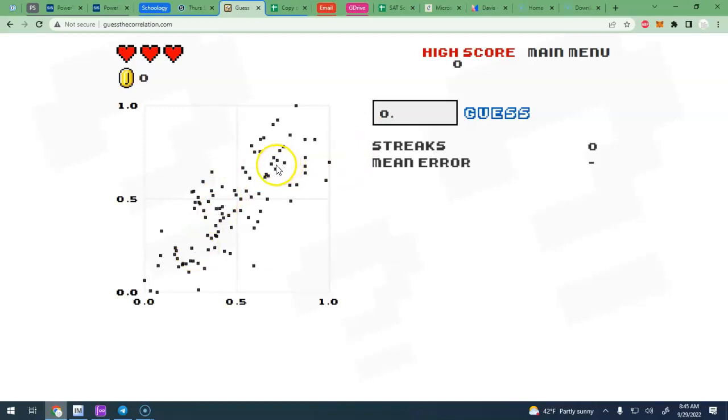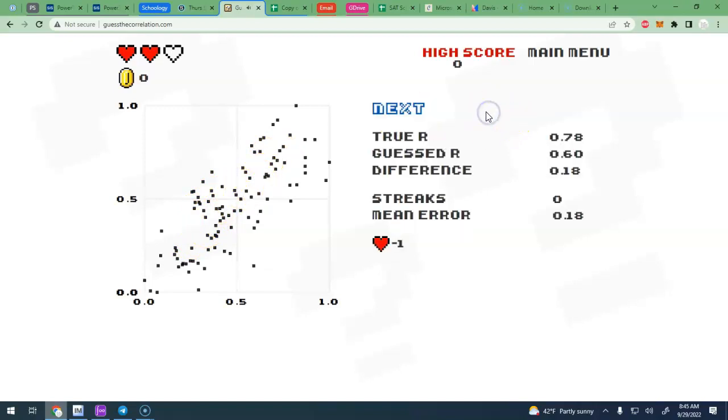You guys are all just playing, right? Not listening to me anymore. Positive or negative for this one on the board? Positive. I would say that's moderately strong. Maybe a little more. I'm going to say like 0.6, but I'm not perfect. 0.78, so I was off by quite a bit.